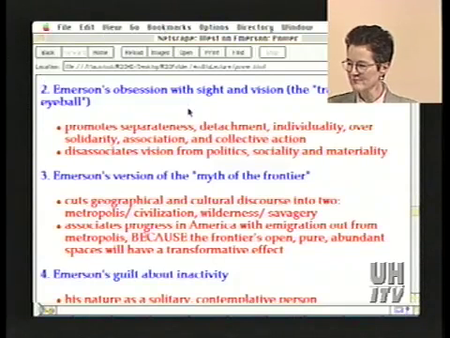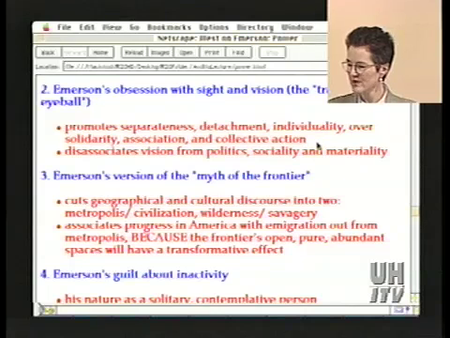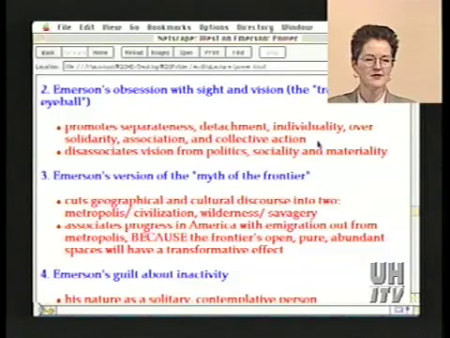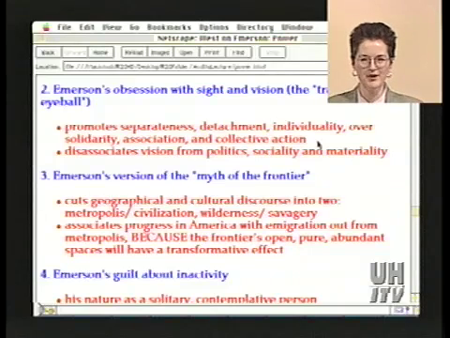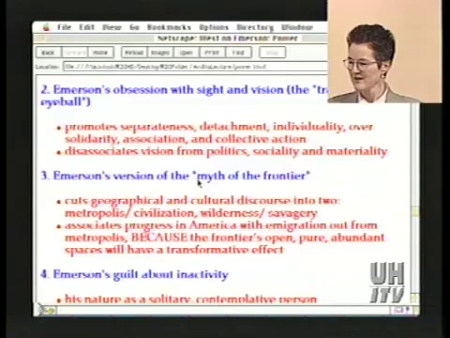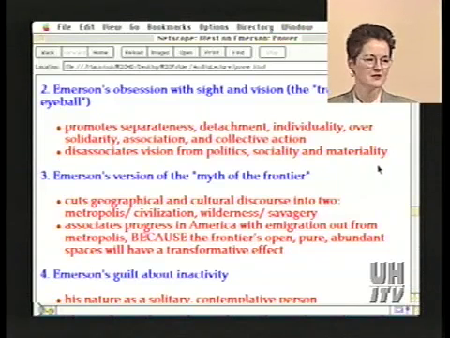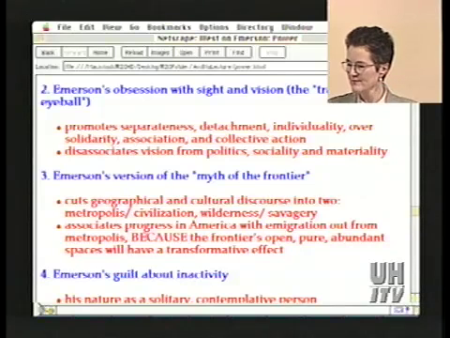Now, this obsession with sight and vision is troubling to Cornel West. It promotes separateness, detachment, individuality, rather than solidarity, association, and collective action. Notice how if you're just a transparent eyeball and you're one with God and nature, you don't care about your brothers or about masters and servants. And you don't care about slaves, and you don't care about Indians, and so on. And so it disassociates vision in this transcendental sense from politics, sociality, and materiality. These are very troubling to West.